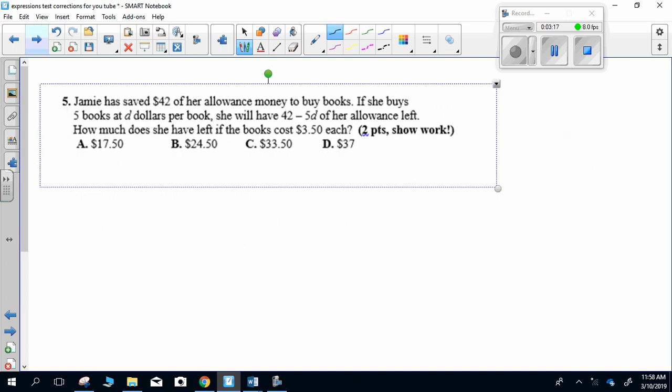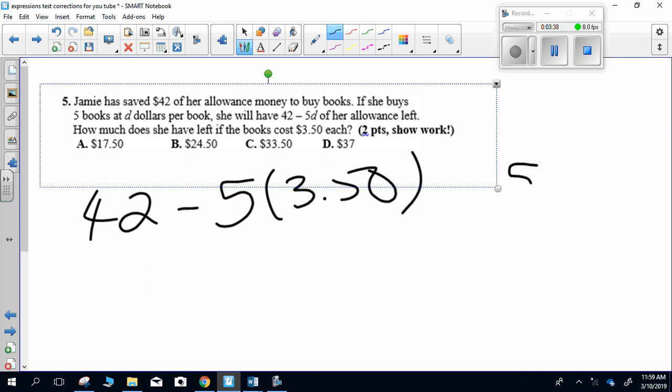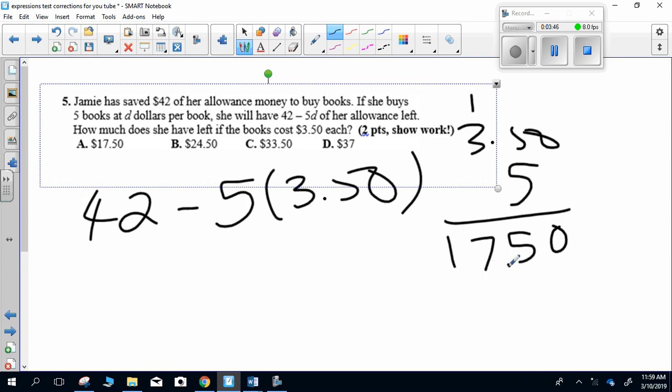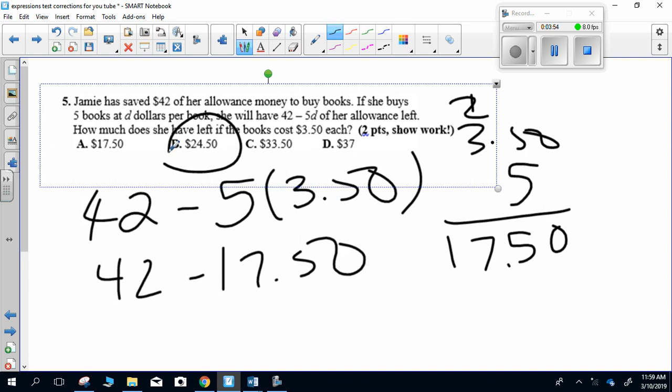Jamie has saved $42 of her allowance to buy some books. If she buys 5 books at D dollars per book, she will have 42 minus 5D of her allowance left. How much does she have left if her books each cost $3.50? So the problem is 42 minus 5 times $3.50. So if you do the math, 5 times $3.50, that means that the books are $17.50. And if the books are $17.50, 42 minus $17.50 leaves me with a balance of $24.50.